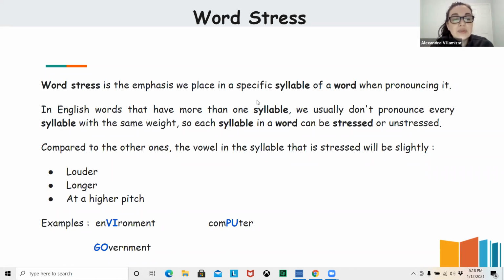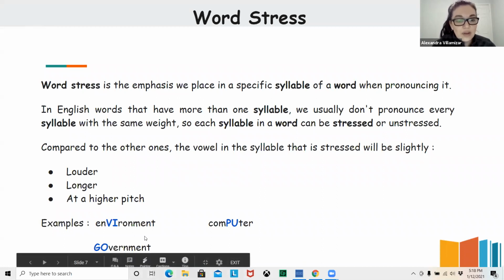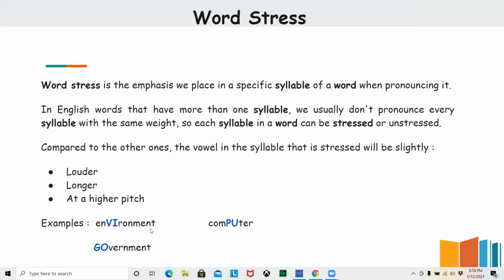So, talking about word stress and making you hear how that sounds, I would like to ask for three different volunteers. So if you could please unmute your microphone, and then read one of these words. One volunteer, read the first word. Could you please? Anyone? Environment. Could you please do it again? Environment. Okay, thank you so much.